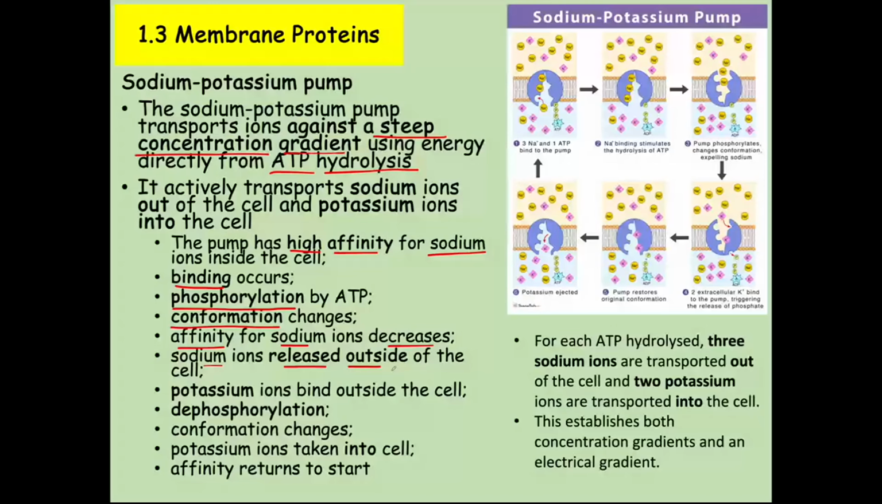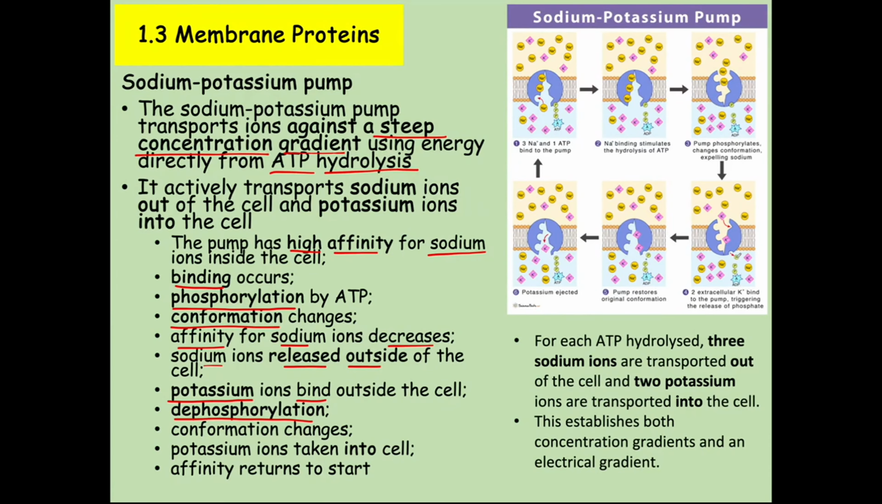What does this mean? Well, it means that we have 2 other binding sites here, which now have a high affinity for potassium. So the potassium ions there bind to their binding site. They've now got a high affinity. We then dephosphorylate the protein. That's where we remove the phosphate. Okay, we can see that happening there.